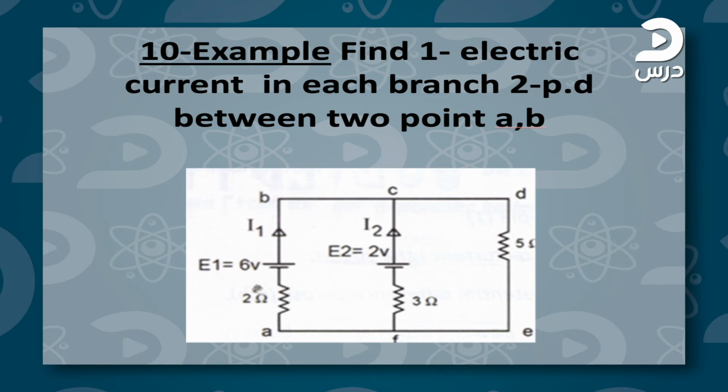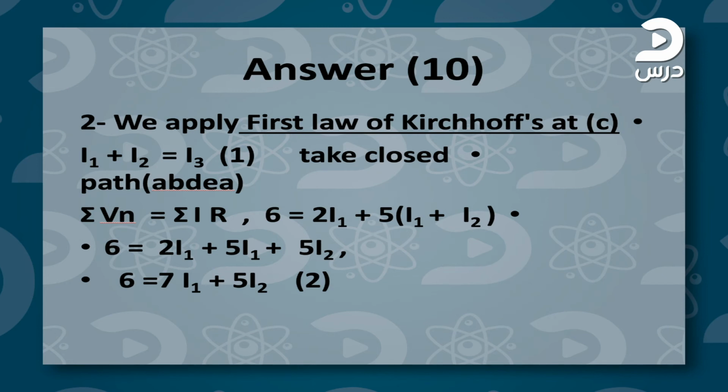So first I suppose that I3 is from C to D, so I1 plus I2 equals I3. We must take 2 loops, A B C F A, and we can take F C D E F. Let's see the final result. We apply the first law of Kirchhoff. At C, I1 plus I2 equals I3. This is equation number 1.